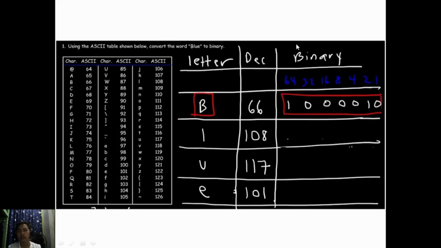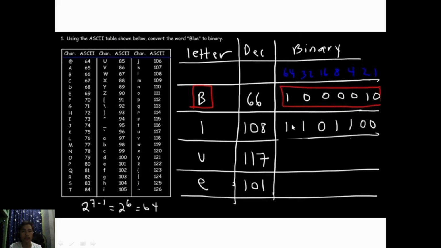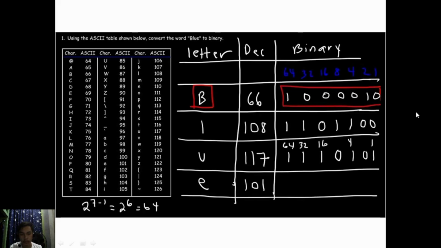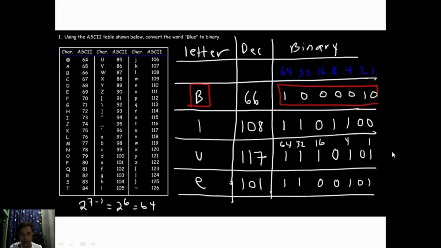So let's proceed to the small letter L. The ASCII code of small letter L is 108. So here's the binary code converted from decimal. 64 plus 32 plus 8 plus 4 is equal to 108. So just like that, and so on and so forth, that's basically how you convert decimal to binary.